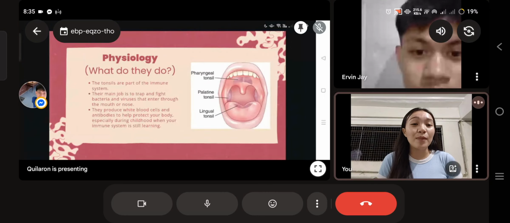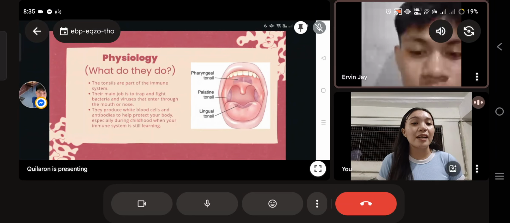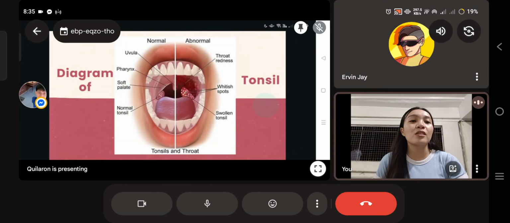They produce white blood cells and antibodies to help protect your body. Sila ang mga factors nga mag-protect sa atong body, the white blood cells and the antibodies. Especially during childhood when your immune system is still learning. So let's proceed with the diagram of the tonsil.